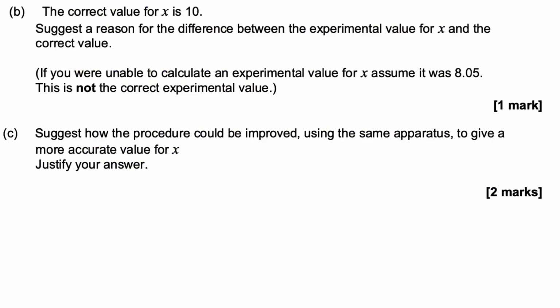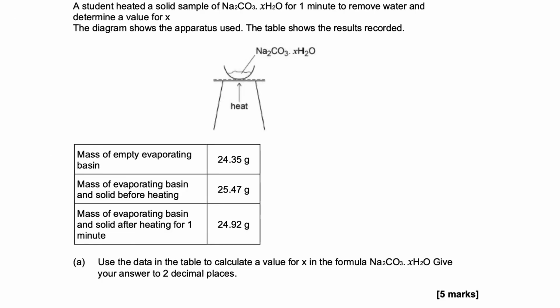Part B. The correct value for x is 10. So we got 5.69. Suggest a reason for the difference between the experimental value for x and the correct value, 1 mark. Let's have a look at the apparatus again. So the student heated a solid sample of zinc for 1 minute to remove water and determine a value for x.